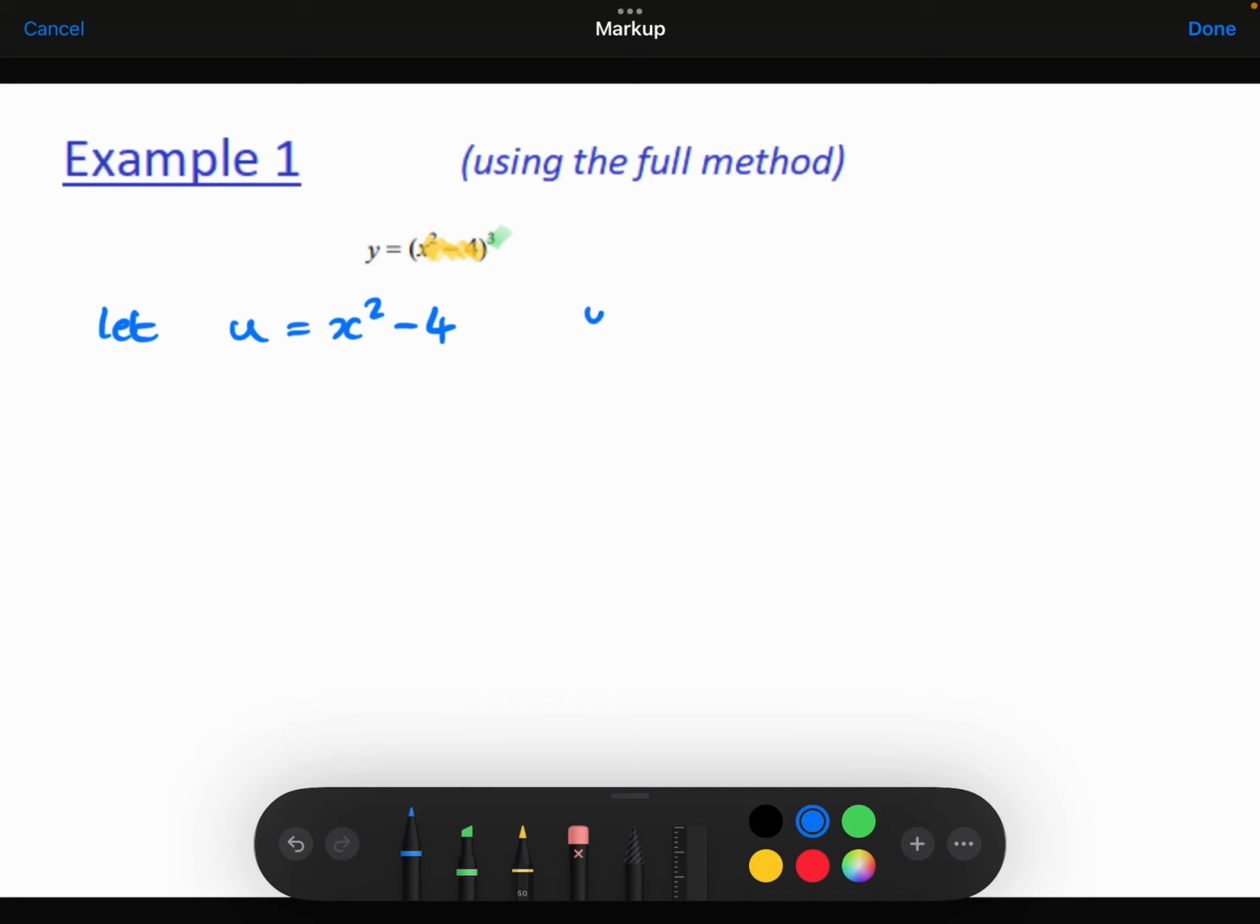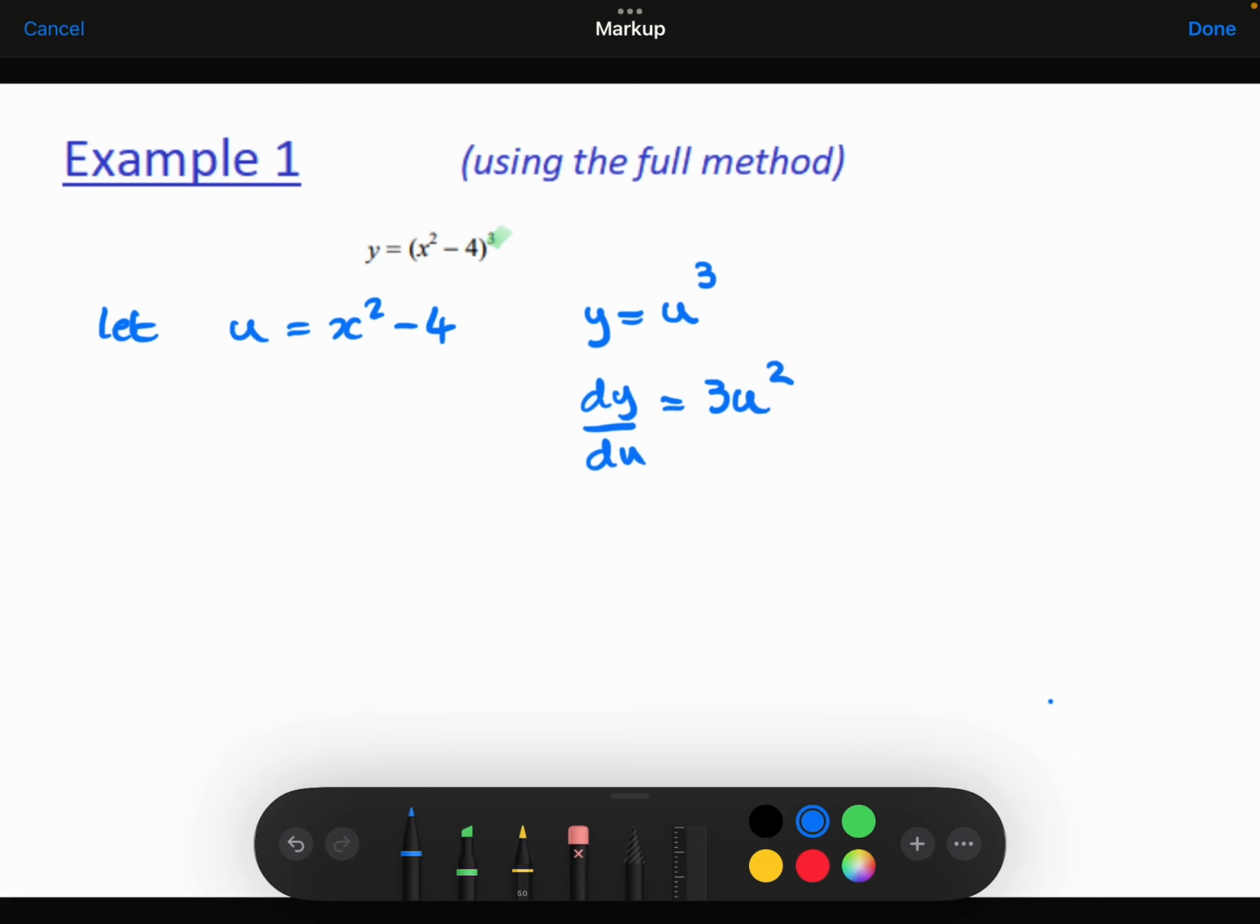That then allows me to rewrite the original expression. So y equals the x squared minus 4, which is now u cubed. I've just swapped this to be the u. That then allows me to differentiate that y function with respect to u. When I differentiate u cubed, I get 3u squared.